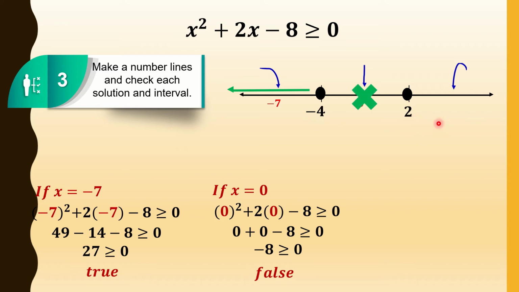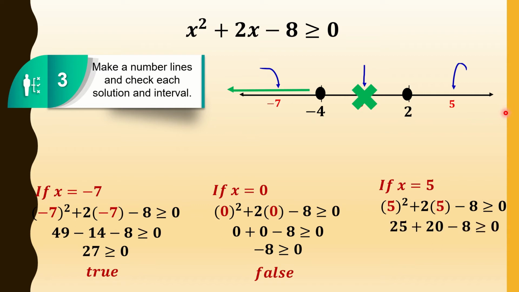Let us choose numbers between 2 up to positive infinity. So for now, I'll choose positive 5. I'll be substituting that into our inequality. We have 5 squared plus 2 times 5 minus 8 is greater than or equal to 0. Simplifying that, I have 25 plus 10 minus 8, and this is equal to 27. And 27 is greater than 0. Therefore, our solution is true.